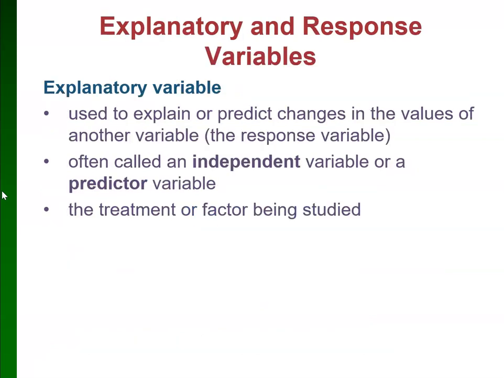When we talk about studies, we also need to talk about explanatory and response variables. An explanatory variable is one that's used to explain or predict changes in the values of another variable. This one's called the response variable. An explanatory variable is often also called an independent variable or a predictor variable. And in a study, the explanatory variable corresponds to the treatment or factor being studied. In an experiment, this would be the treatment that is being changed for the different groups.